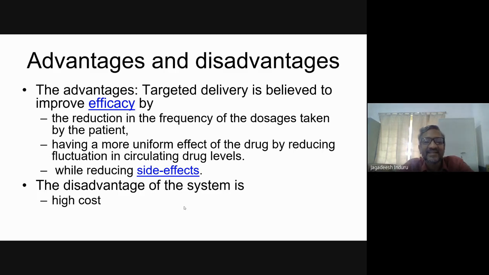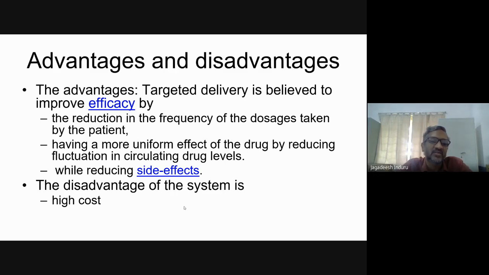But the intrinsic disadvantage is the high cost. Obviously, this delivery system is going to be high cost. But if you study pharmacoeconomics, when you take the efficacy, add some money, and the side effects where you spend some money, and sum it all up, you end up with a beneficial effect in the economy also. That is, cost effectiveness will also be there.